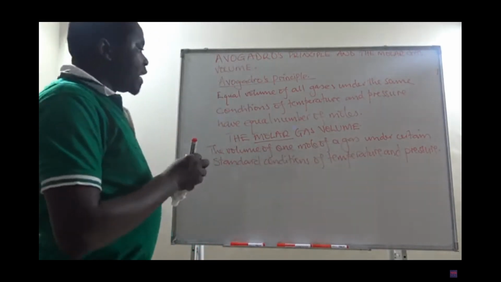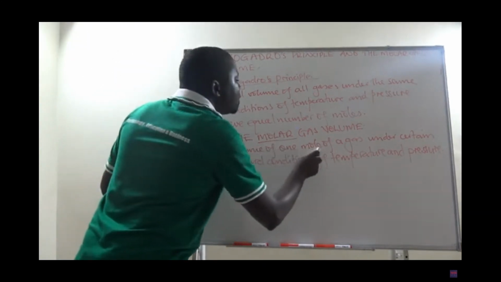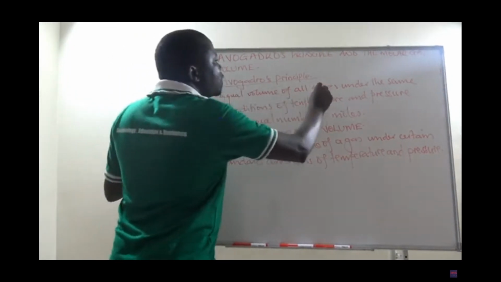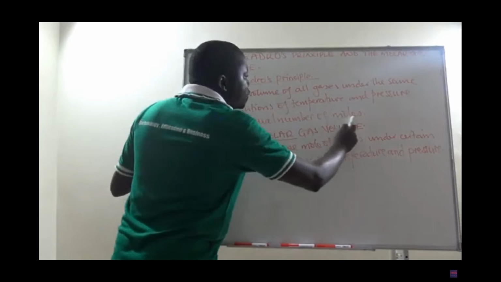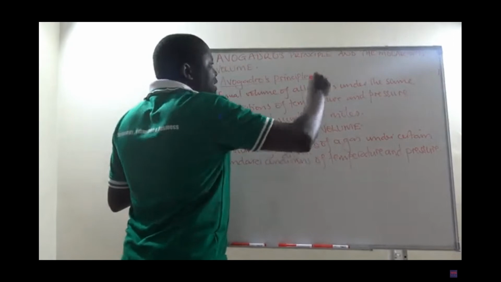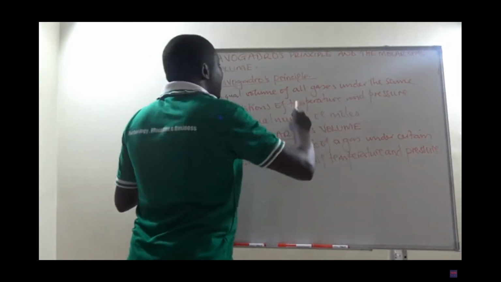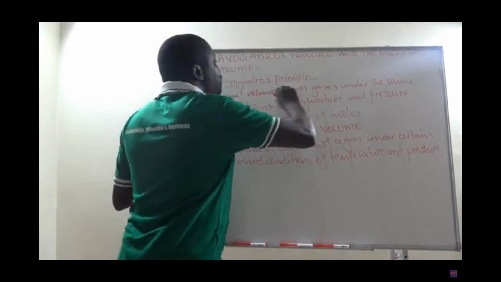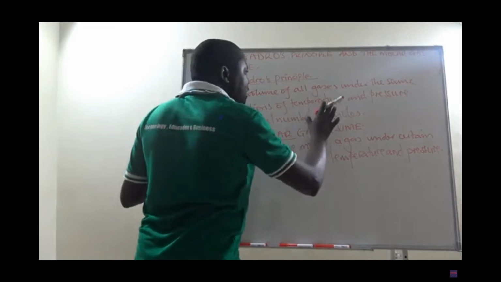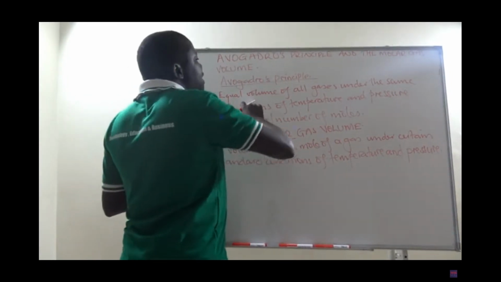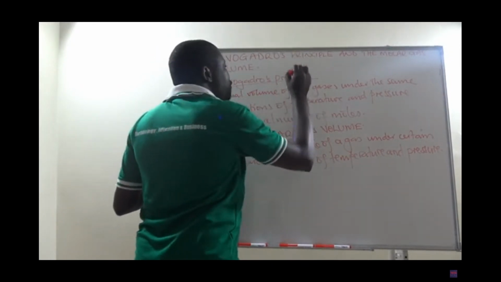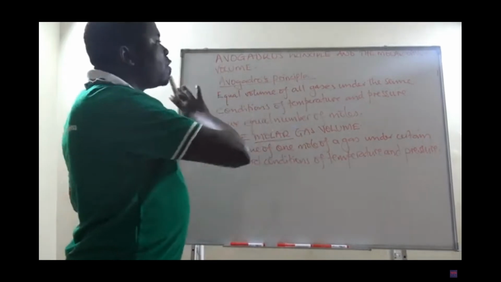So you can see we are talking of 1 mole, equal number of moles. Here Avogadro's principle says that equal volume of all gases have got the same number of moles. It means that equal number of moles of all gases, provided that the temperature and pressure are the same, will also have equal what? Volume. So if I have 1 mole of a gas under certain conditions of temperature and pressure, it will have some volume, which is true for all gases.